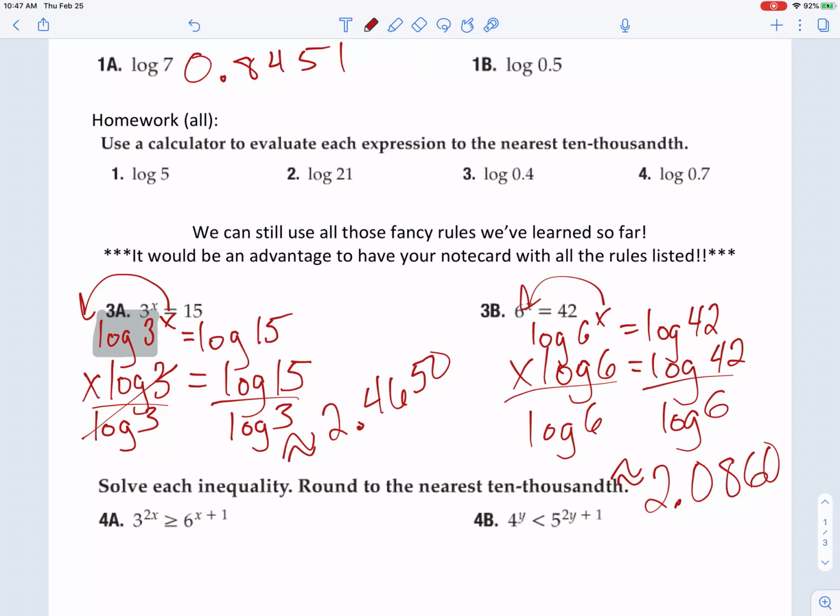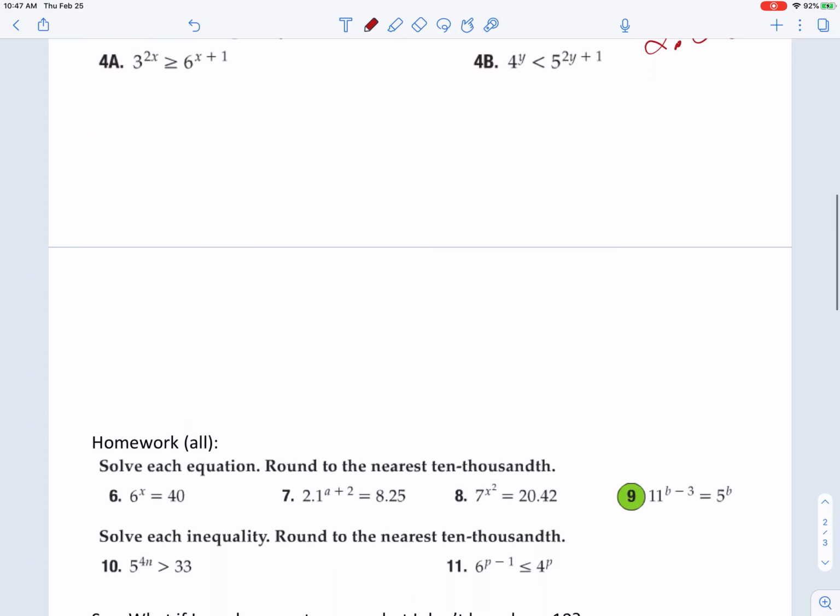All right. There's inequalities. That's all pretty much the same as it's been this whole time, if you end up having to do a circle method or anything.